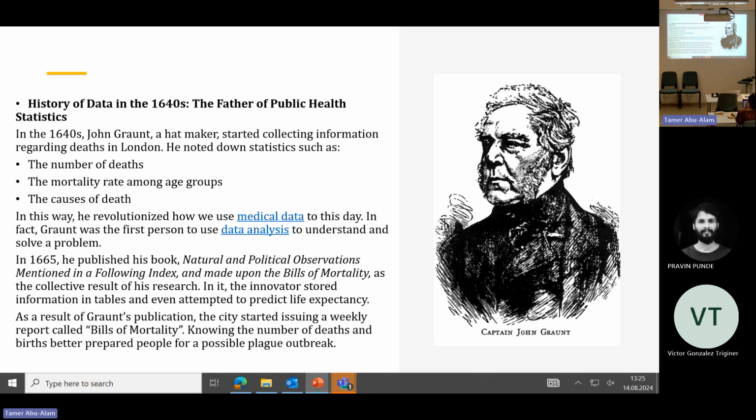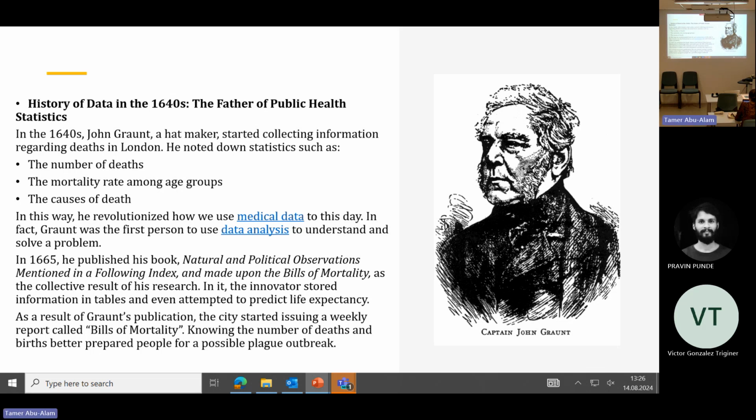This is Captain John Graunt. He is an English person, and during the Great Plague in Europe in 1640 or so, of course, the plague caused a lot of death cases around Europe, and he is the first one to start to collect numbers about the deaths and births of people, and to start to think, okay, what is the cause behind this death? He is actually the first person who started to collect medical data, and he is the first recorded person to start data analysis. And he published this work in 1665 about natural and political observations.